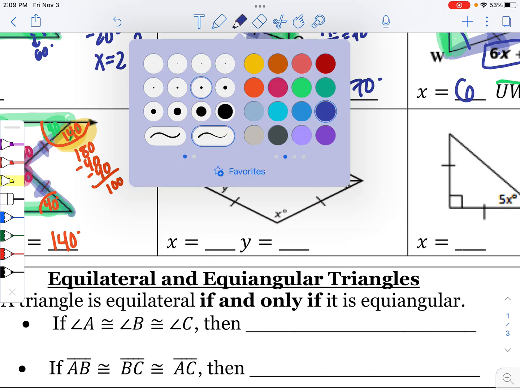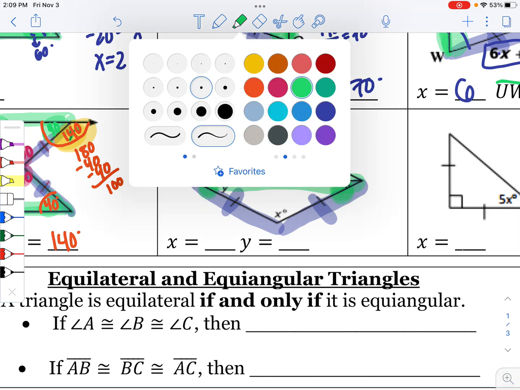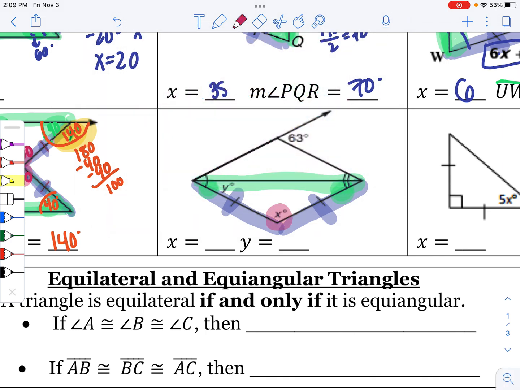All right, let's see. We've got our congruence marks, so there's my legs. I do this every time, y'all. It really, really, really does help. There's my base. There are my base angles. And so here's my vertex angle. And I'm going to stop there. So let's see what we've got.